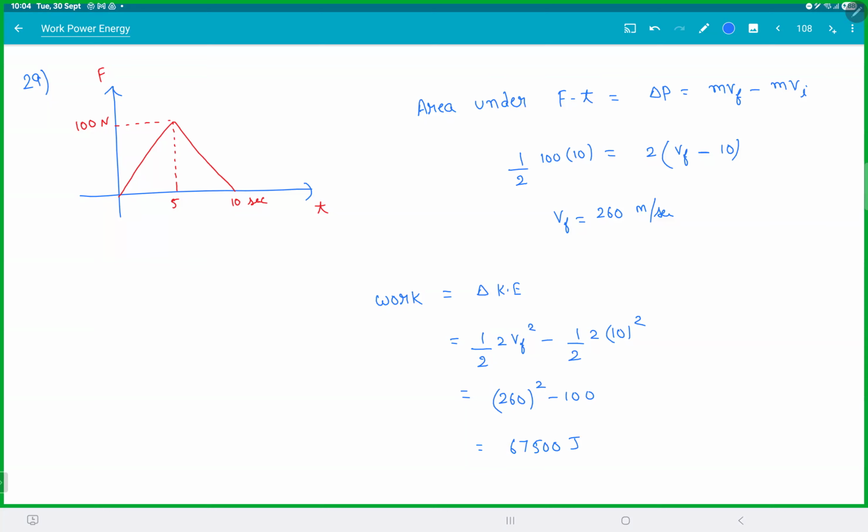Clear with this? So be careful what graph is being asked. Is it an FT graph or FX graph? FX graph would have been, your life would have been easy. Area under the graph is work done and you're done. FT graph, you have to be careful. Clear with this? So those are some easy ones, but good ones.